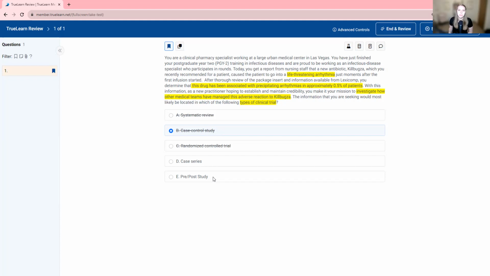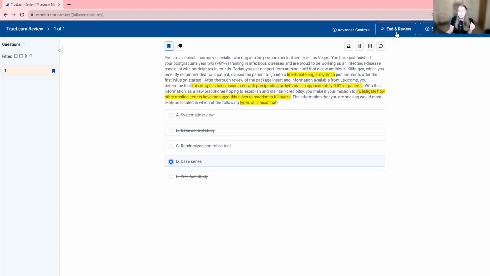Next is a pre and post study. This is where you do an intervention and you look at how people react before and how people react after. We're not looking to give this person a drug and get an arrhythmia, right? We're trying to treat an infection. But with a pre and post study, we would be trying to basically induce the reaction if that's how we were going to look at it. It's also still not going to answer the question of how to manage that adverse reaction if it happens. So I'm going to cross this one off, and it seems most likely that the answer is a case series. So that's the answer I'm going to select.